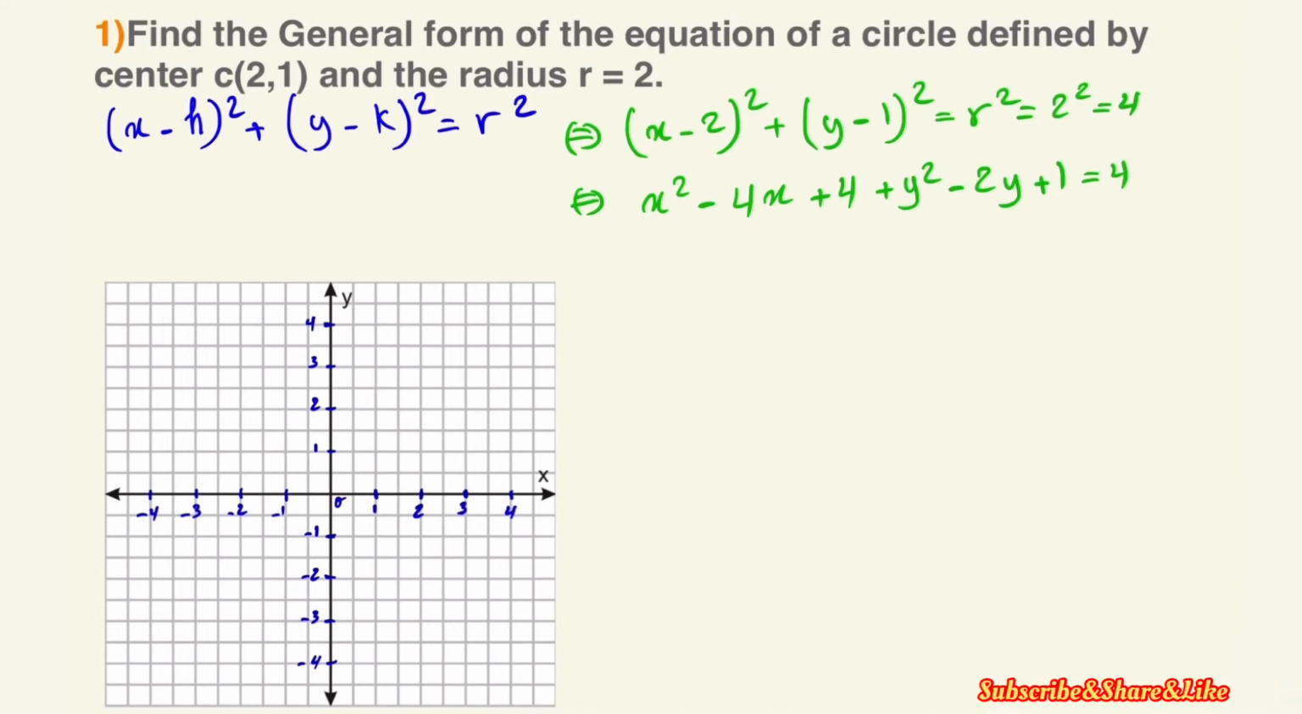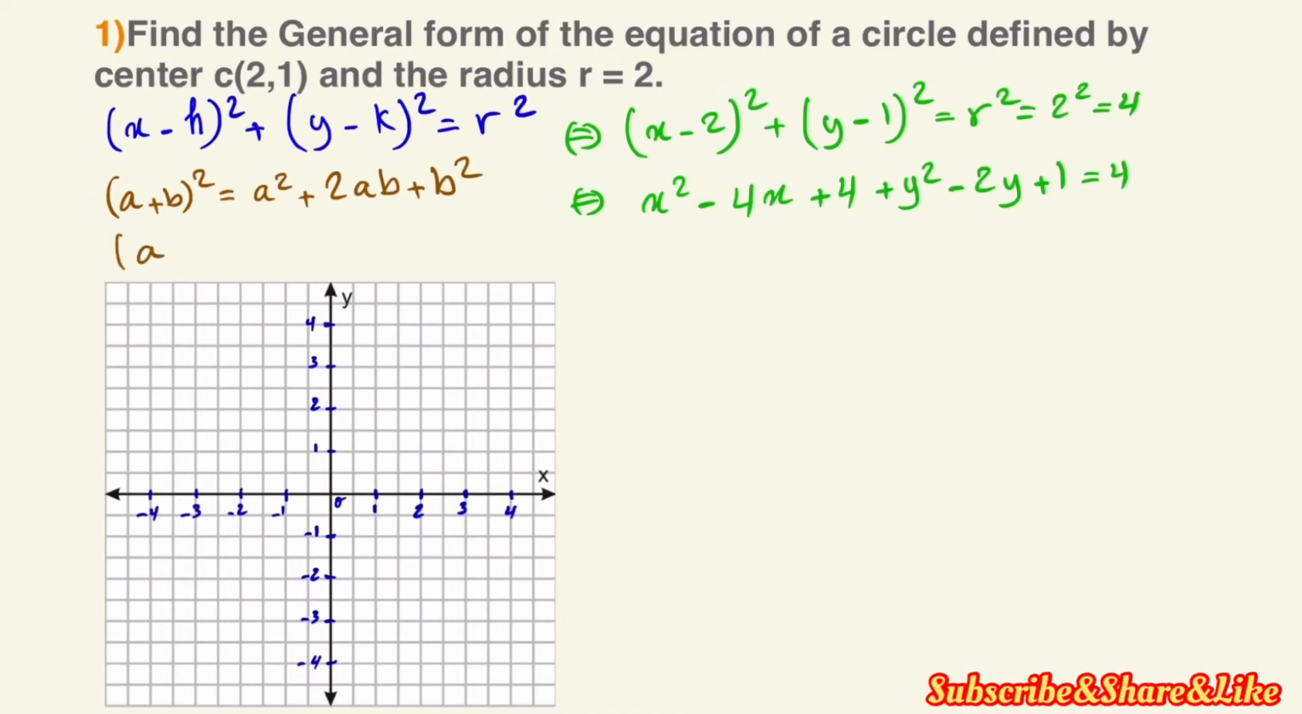This formula here, let's write it down, both of them, so we can see them. So we have (a plus b) squared is just a squared plus 2ab plus b squared, or (a minus b) squared is just a squared minus 2ab plus b squared. This is what we did here. This is the formula we applied here.